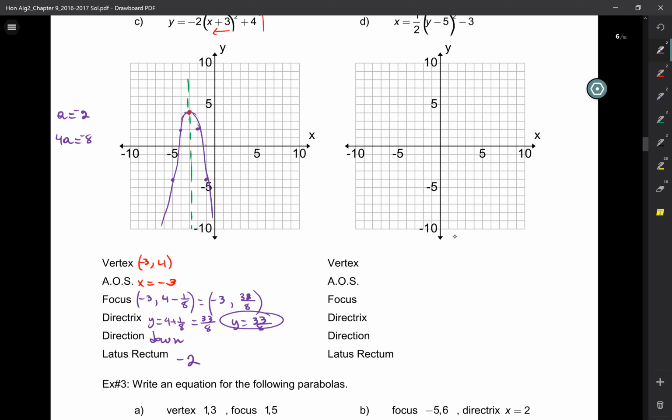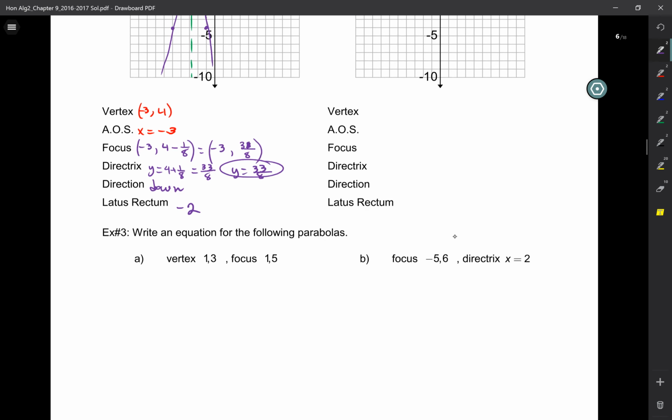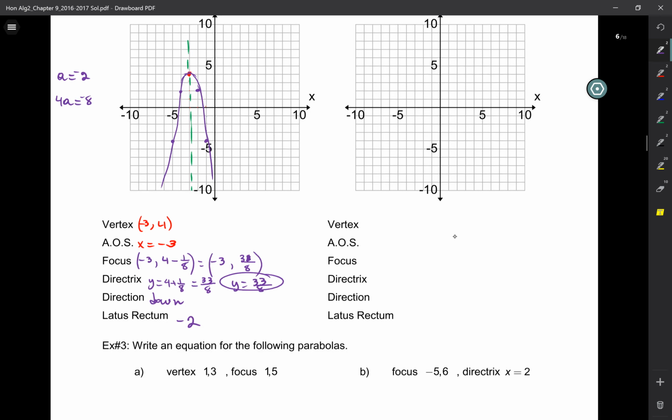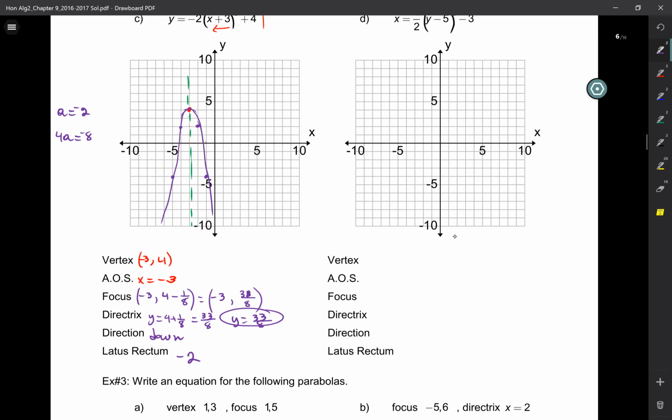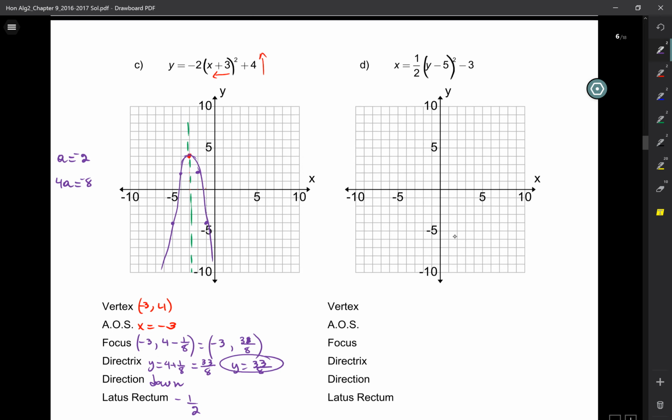Okay? Oh, it's 1 over a. Yeah. So it's 1 over negative 1/2. All right?